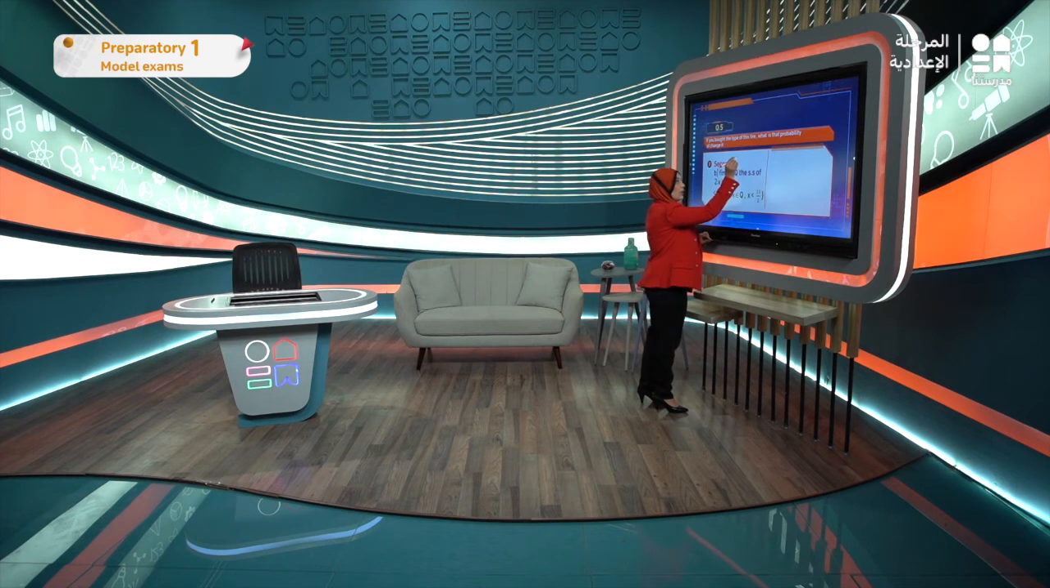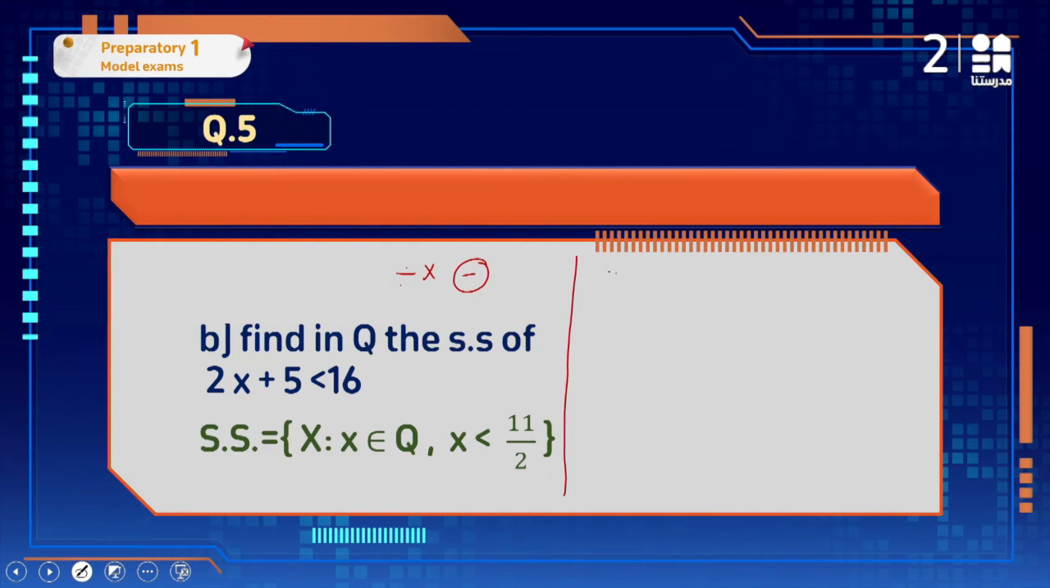Now, let's do another one. And keep in mind, when we divide or multiply by a negative number, we have to flip the sign of the inequality. And that's what we will talk about now. So 9 minus 5x is greater than or equal to 3. How can I solve it? In Q, I need the solution in the rational numbers. First, the best way is to reorder the inequality to start with the variable.